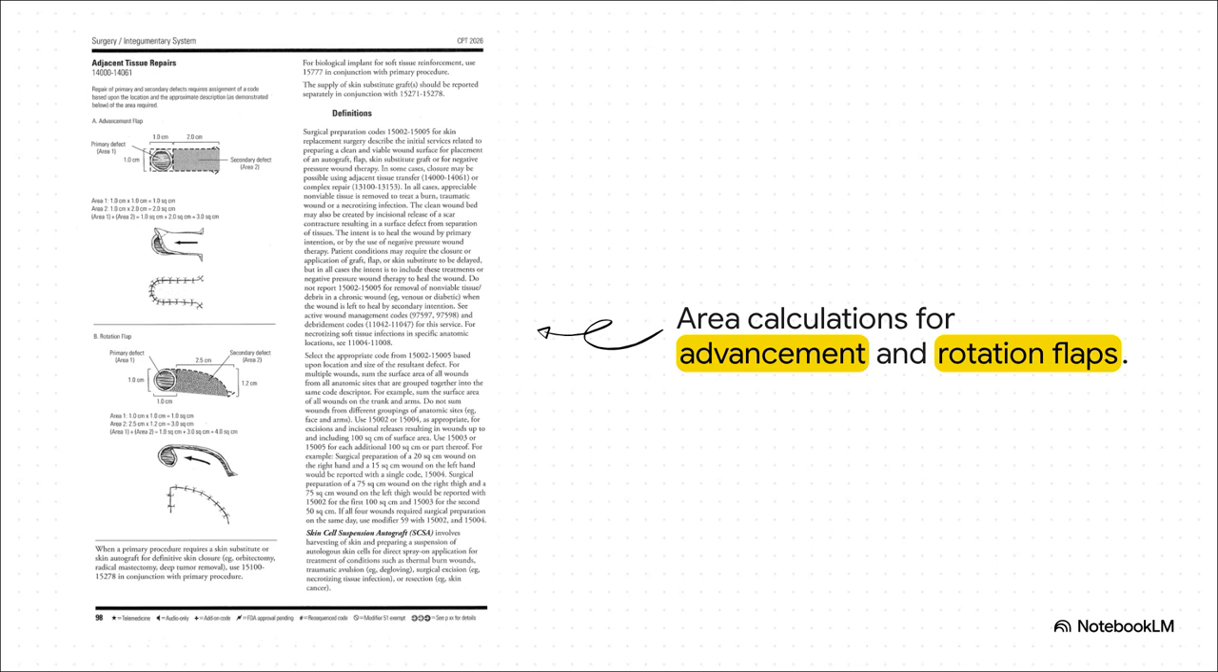And the geometry of a flap reveals something really interesting. When you move healthy tissue to cover the initial hole, which is your primary defect, you inevitably create a brand new hole where that healthy tissue used to be. That's your secondary defect. Look at Area 1 and Area 2 on this advancement flap. To pick your final correct code, you actually have to calculate the square area of the primary defect, calculate the secondary defect, and add them together. You are literally coding for the total square footage of the reconstruction.